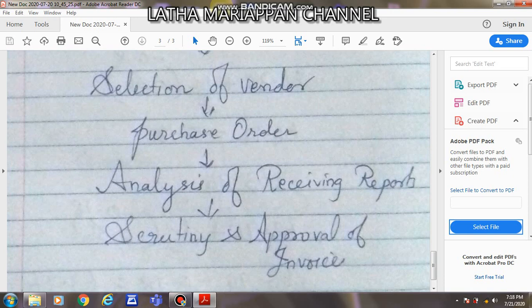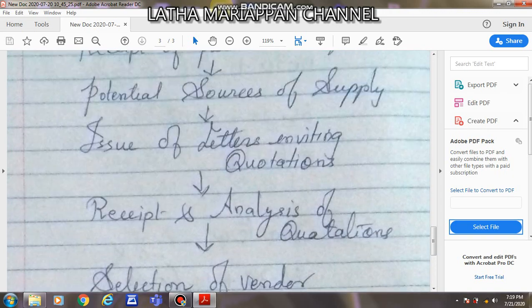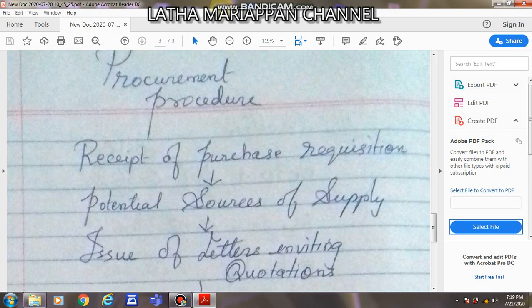You have to check whether the material has been received in the ordered quantity or not, and whether the purchasing department has approved it according to their inspections. Once that is done, the invoice provided by the vendor has to be forwarded to the accounting department for further processing, like payment. So this is the last step. These are the steps that come under our procurement procedure.